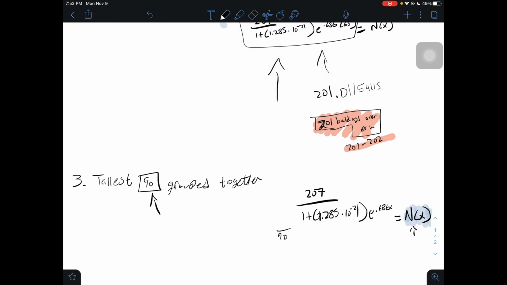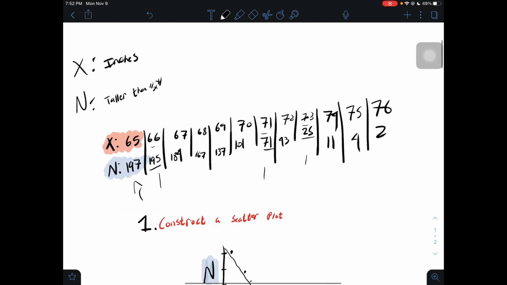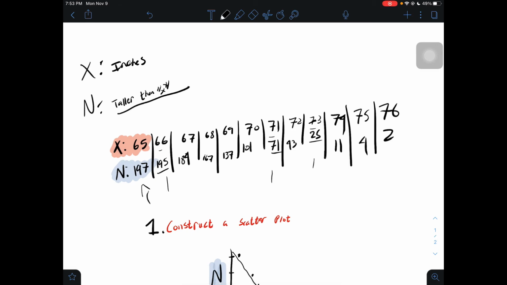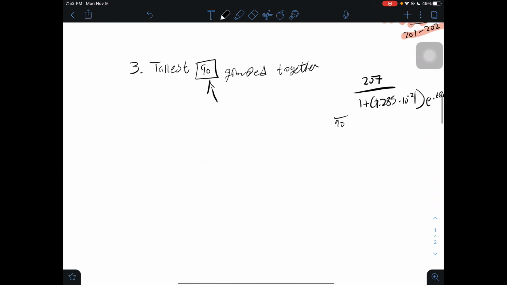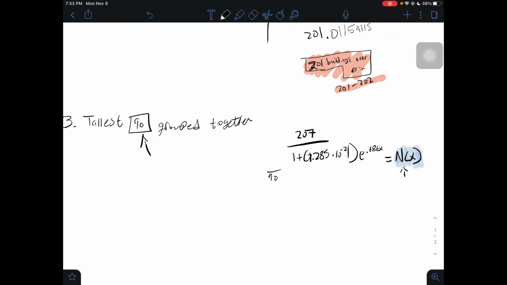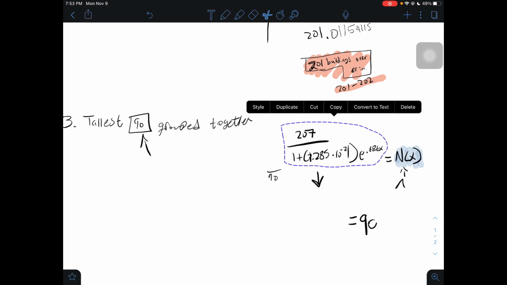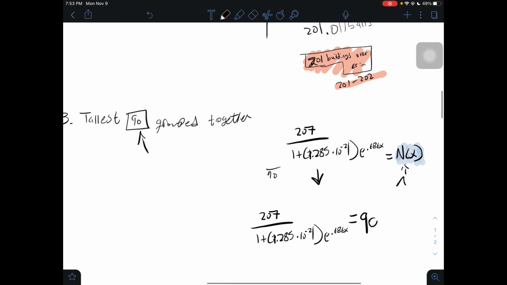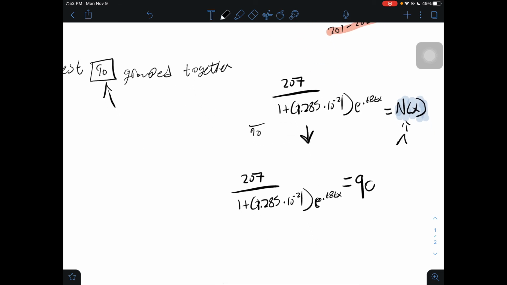So since n of x is our y, and it's asking about n, because remember, n, as we stated up here, is the number of buildings which are taller than our x. We want it taller than 90. In this scenario, we want to find the shortest out of our group of 90. In order to do this, we have to set this equation equal to 90, because n of x is our number over a certain x, and we don't know that x, so we're solving for that x using this equation. So I'll just copy this down here. So now we will just solve for x.